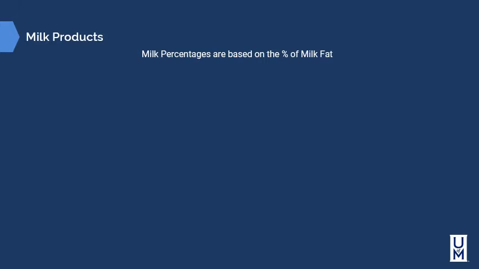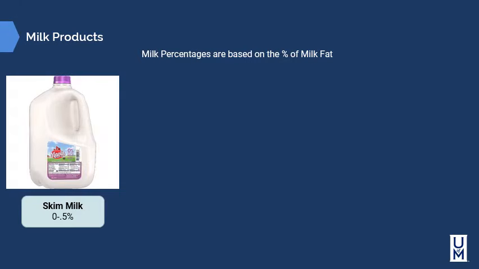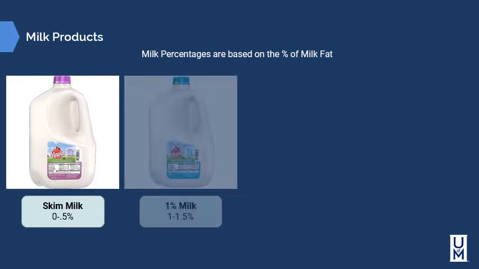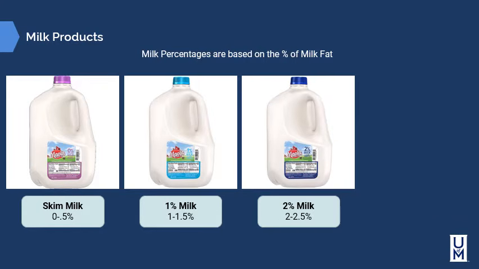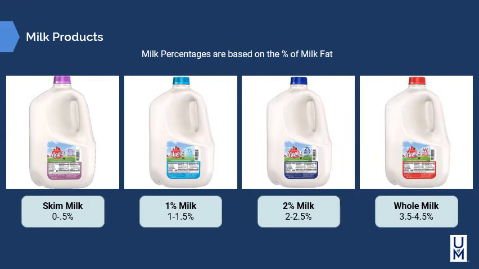Milk percentages are based on the percent of milk fat in the milk itself. Skim milk is 0 to 0.5%. 1% milk is obviously 1% to 1.5% milk fat. 2% milk falls between 2 and 2.5%, and whole milk is anywhere from 3.5 to 4.5% milk fat.